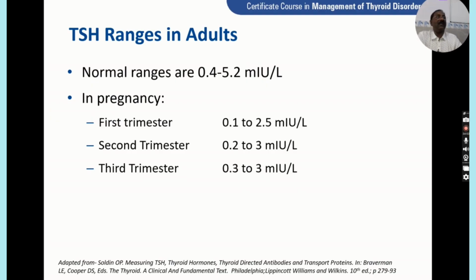So these are the pregnancy ranges. Normally we remember 0.5 to 5 or 0.5 to 4.5, but actually it's 0.4 to 5.2. In pregnancy, first trimester, 0.1 to 2.5. Second trimester, 0.2 to 3. Third trimester, 0.3 to 3.